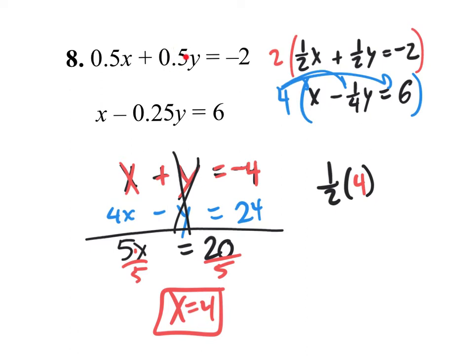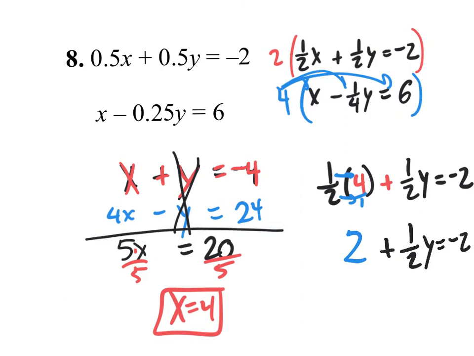And then I'm going to put plus 1/2 y equals -2. Okay, so we know that when we multiply 4 times 1/2, 1/2 of 4 is 2. We already know that, so you're going to have a 2 right here. Technically, if you put it over 1 and you multiply 4 times 1, 2 times 1, you get 4 over 2, which gives you 2. So then we have 2 plus 1/2 y equals -2.